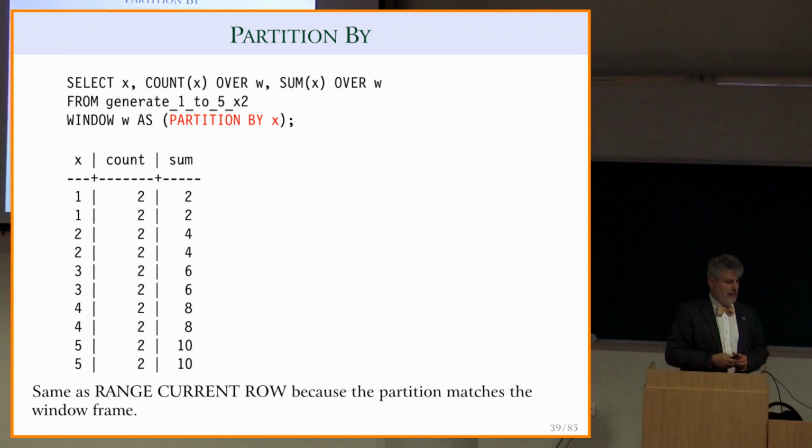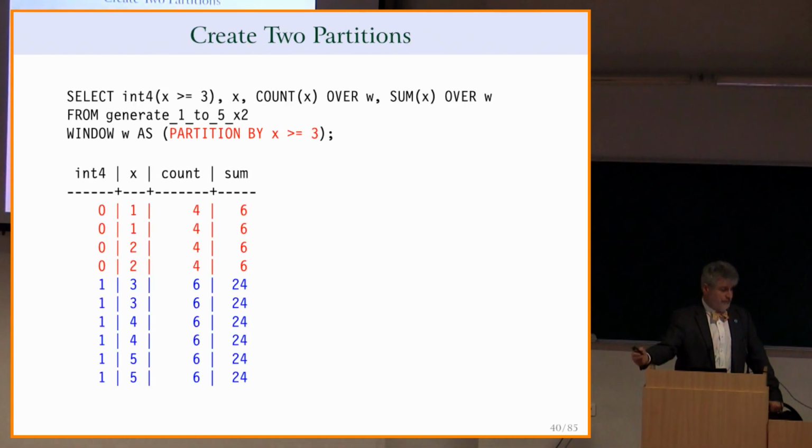Okay. Another clause that we have is partition by. Partition by allows you to break up your set into partitions, and the partitions themselves allow you to group the rows together. So if I partition by X, every row value becomes its own partition. That's why all these counts are 2, and again the totals reflect that the partitions are now broken together. This is kind of a trivial example.